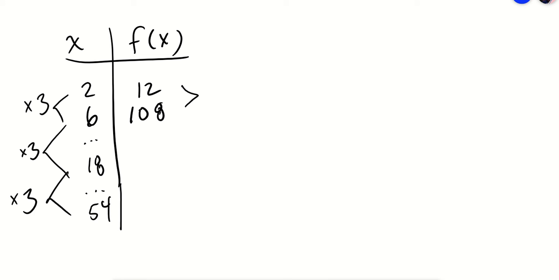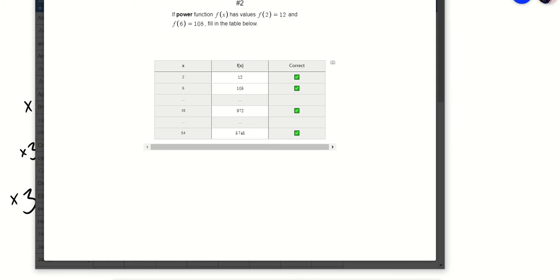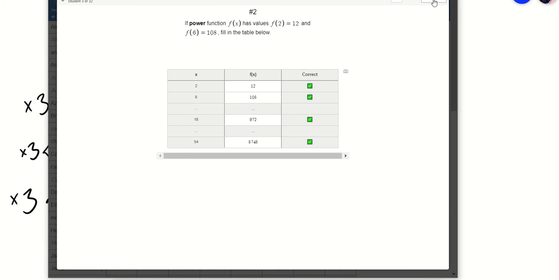18 times 3 is 54. And then on this side, we've got 108 divided by 12 is 9. So this is 12 times 9 is 108. 108 times 9 is 972. 972 times 9 is 8,748. So that's your table filled in, and that looks like this. Then we go to our next one.